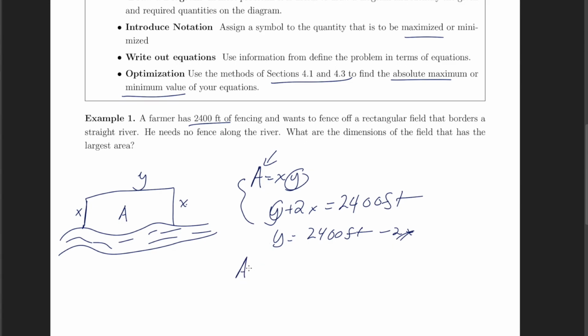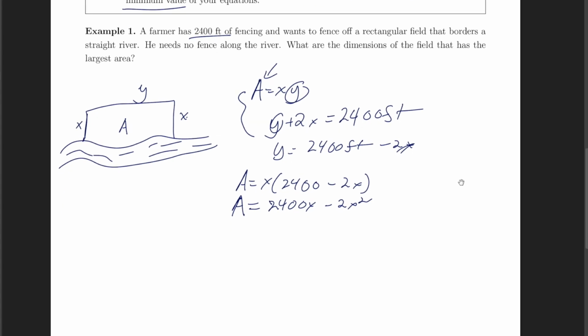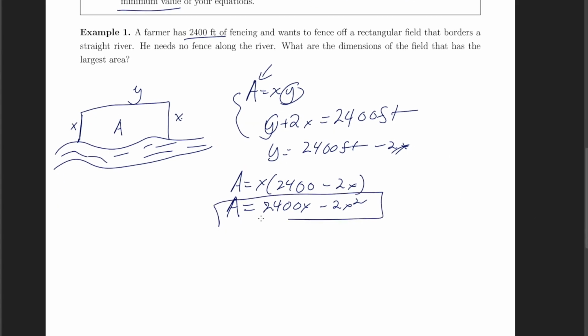So our area is equal to x times (200 minus 2x). I'll go ahead and leave off the feet for now; we know what it is. If we just crunch that through, we have area equal to 200x minus 2x squared. So here we've established an equation we want to minimize or maximize.